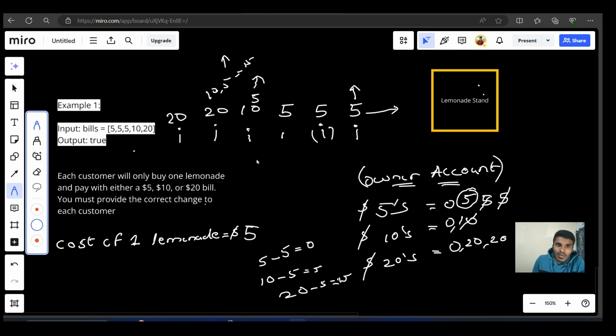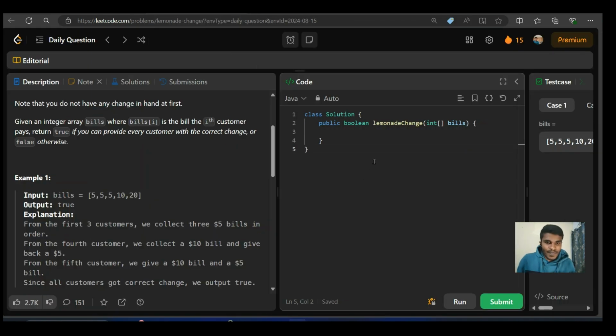Let me quickly go through the coding part, guys. This is our driver code. First, I'm initializing the number of fives counter, equal to 0 initially, and an int number of tens counter equal to 0 initially. Now I have to iterate over these customer bills. For int bill in bills.